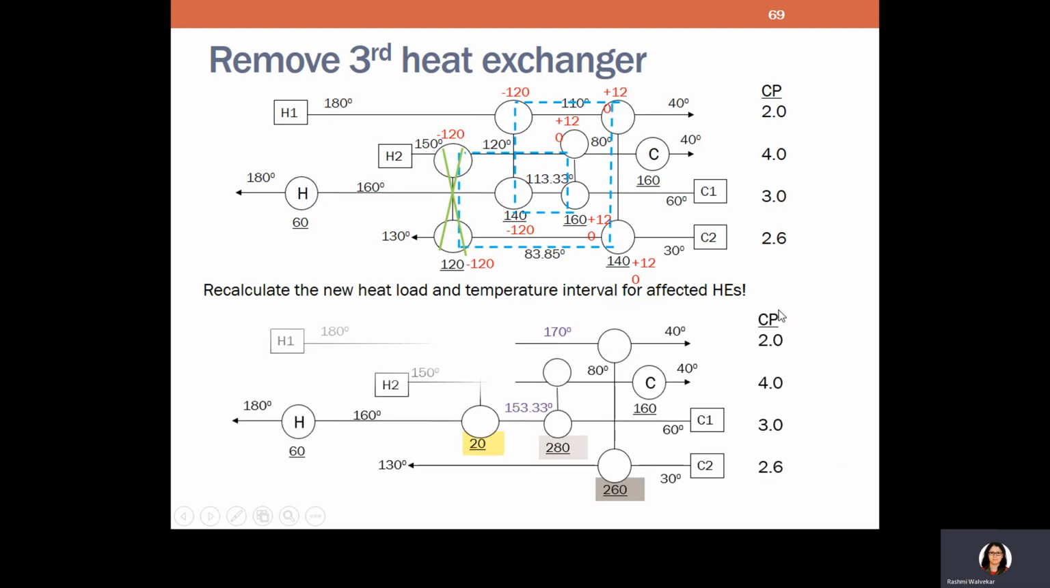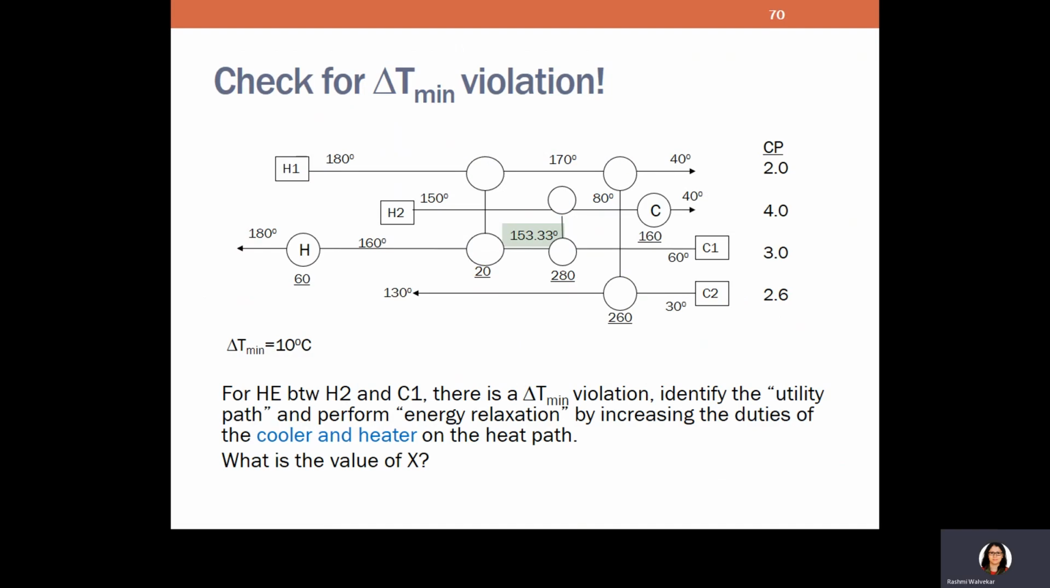So now this shows your revised heat exchanger network. So this is 140 minus 120 is 20. Again, calculate all the temperatures of the streams. Now you have to check whether the delta T minimum is still valid or not. Okay, so you need to check for violations between the hot and the cold stream.